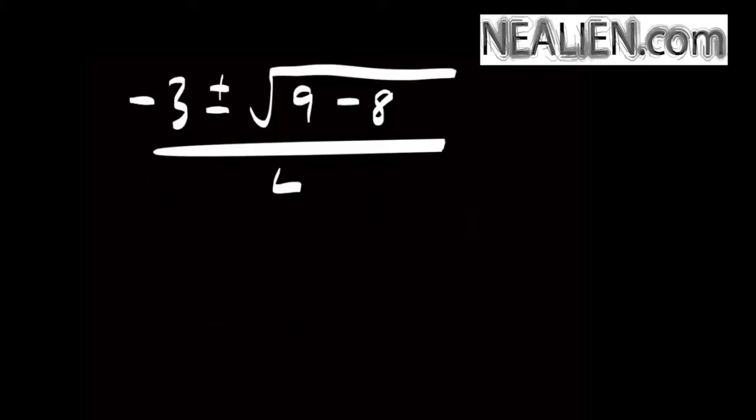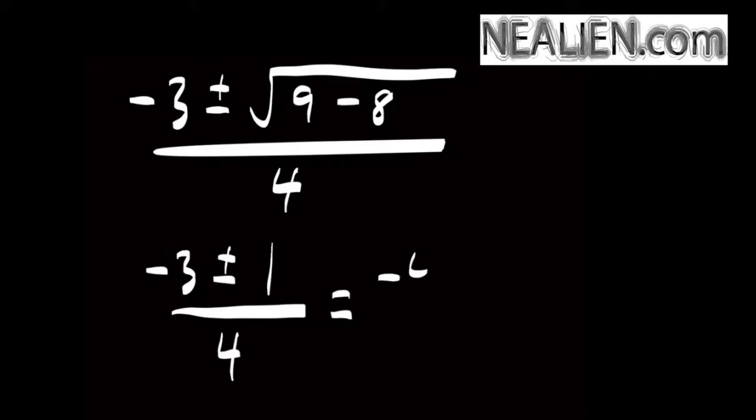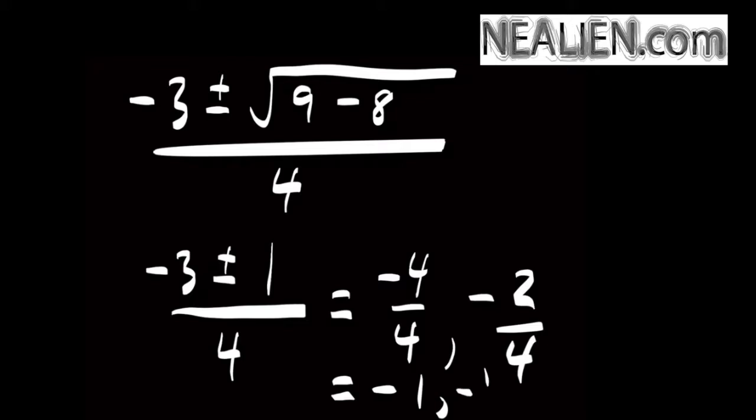So we have minus 3 plus or minus square root of 9 minus 8, that's divided by 4. 9 minus 8 is 1, and the square root of 1 is 1. So minus 3 plus or minus 1 divided by 4, you get minus 4 over 4, or you get minus 2 over 4. If you reduce those, you get minus 1 or minus 1/2.